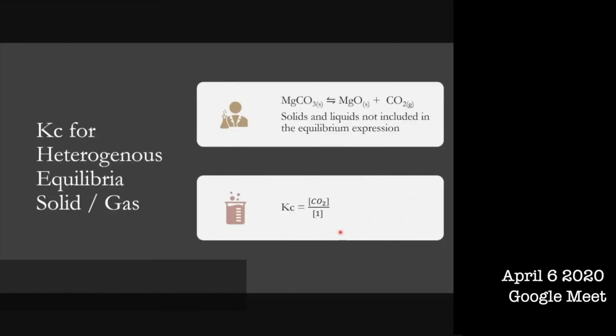Now, when you write the equilibrium constant expressions for it, since we do not include it, the equilibrium constant expression, Kc, for the reaction that is given is the molar concentration of CO2. That's what we actually consider here.